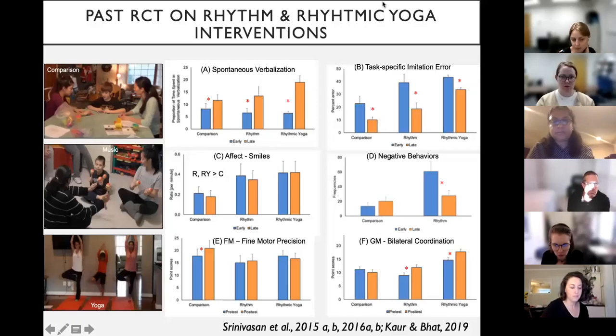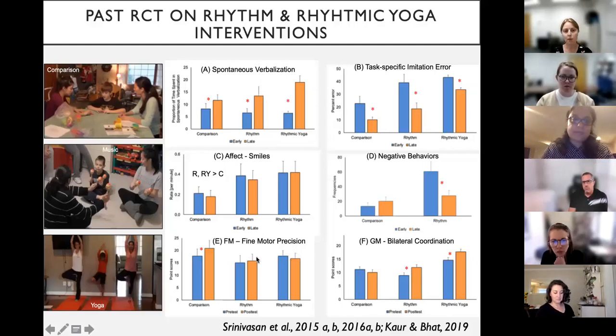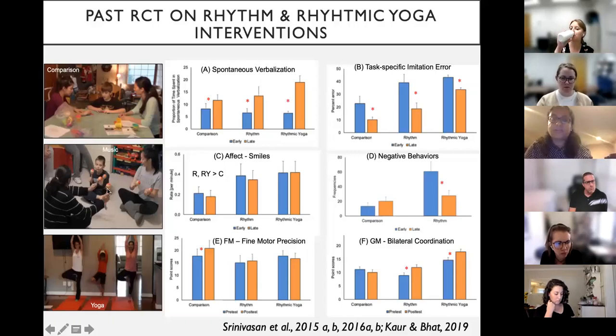And we were not interested in looking at motor effects only because that is something that should be impacted in these different groups. We practice fine motor skills here. We practice gross motor skills here. In this case, I would say also some level of fine motor skills were practiced. But we were really interested in the multi-system effect.